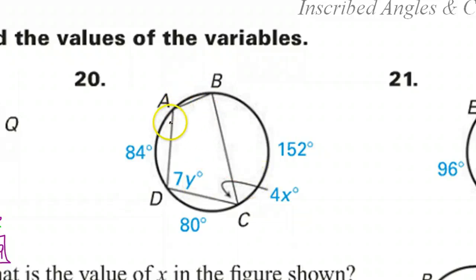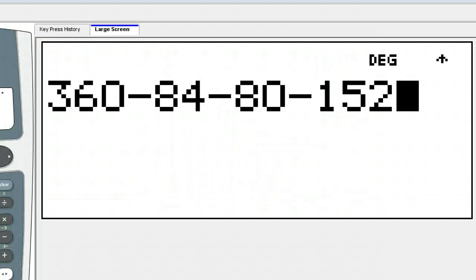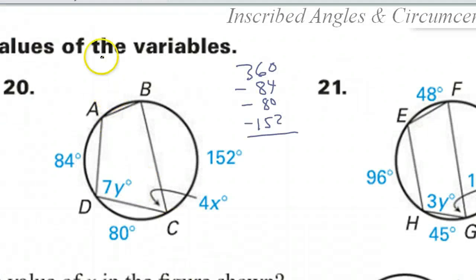Alright, let's stop and notice that we have every arc on this circle except for AB. So we know that a circle makes a total of 360 degrees. So if I take that 360 and I subtract the three arcs that I'm given, so minus 84, minus 80, and minus 152. That should leave the one missing arc of AB. Okay, so it'll be like this, and kabam, 44. So the other arc is 44 degrees.